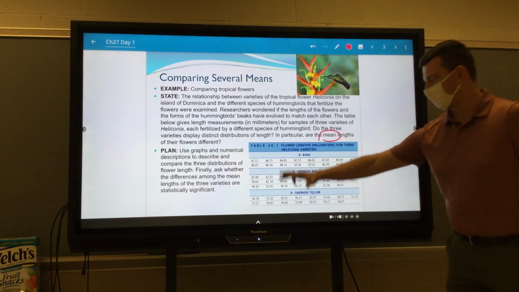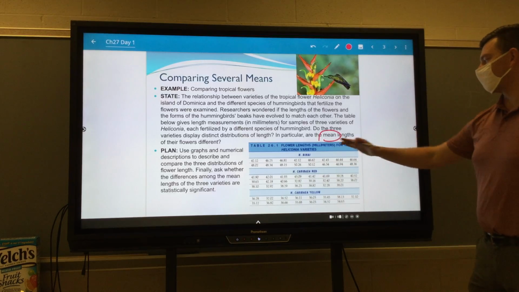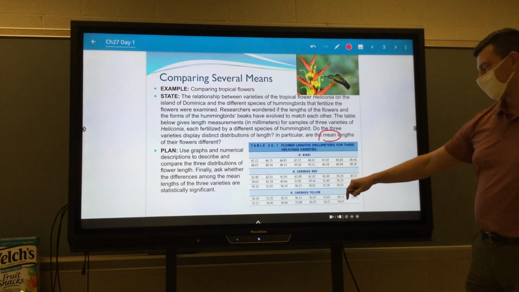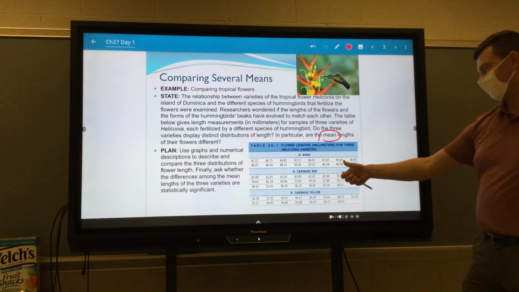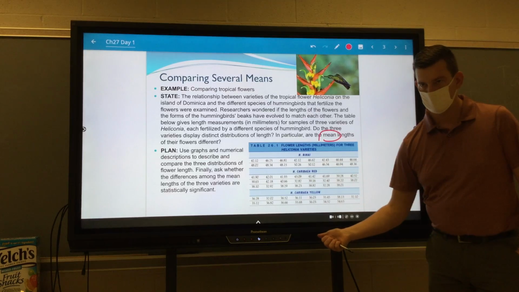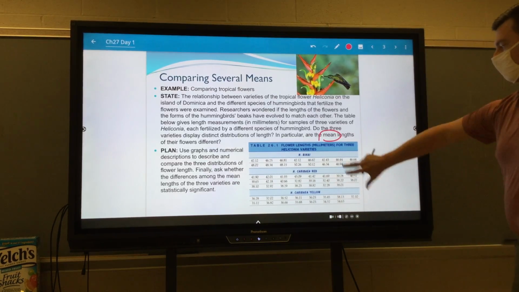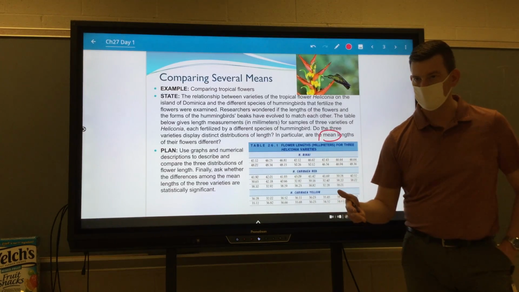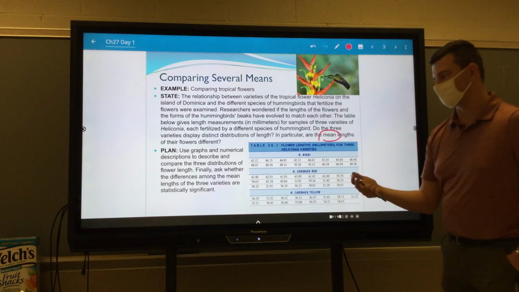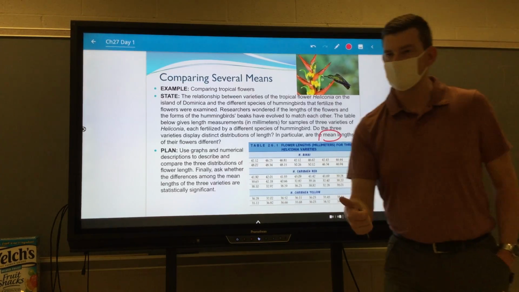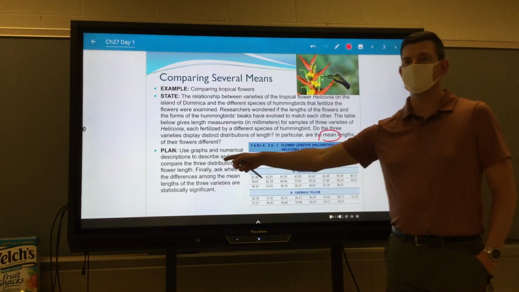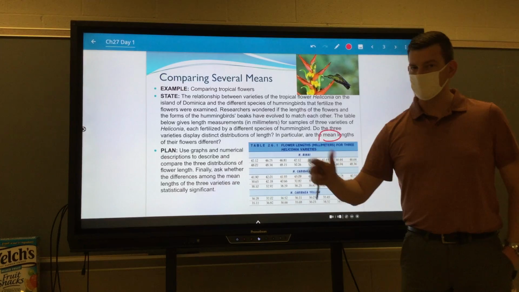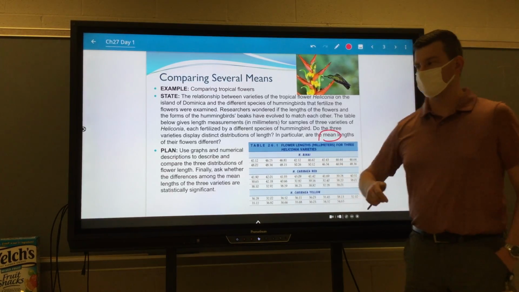Now, we have our raw data right here. Our 3 varieties of the heliconia flower. We have this Bihai variety, we have this Caribaea red, and we have this Caribaea yellow. So the raw data is what it is. To plan out where we're going with this and what this analysis is going to look like, we'll start by looking at some displays of this raw data to see what's going on and where we should go with this analysis.